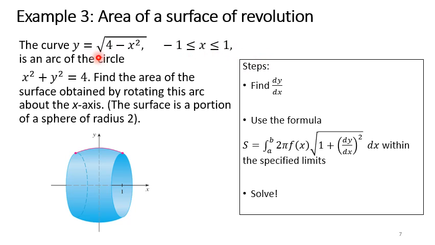So you are asked to find the area. Follow the steps. First, find dy dx. You're given y, so you can find dy dx, and use the formula of surface of revolution. Substitute it in and put in the specified limits a and b. So a is -1 and b is 1, and solve it.